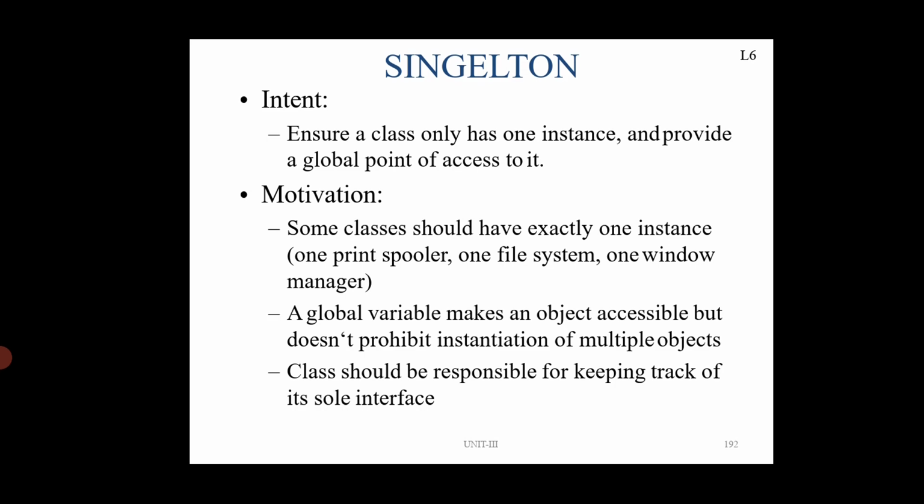A singleton means only one instance can be created. To provide it, it should be accessible at a global point. We need to support a global point of access to it. So, to ensure a class has only one instance and provide a global access point to it, that is the main intent of the singleton design pattern. This pattern is used to create only one instance with a global access point.